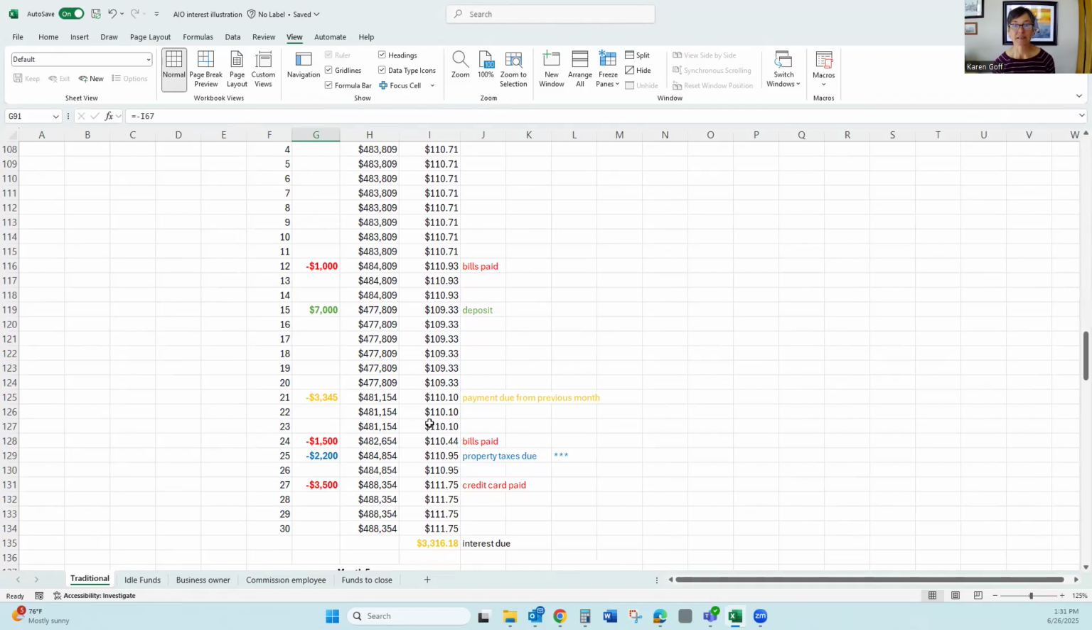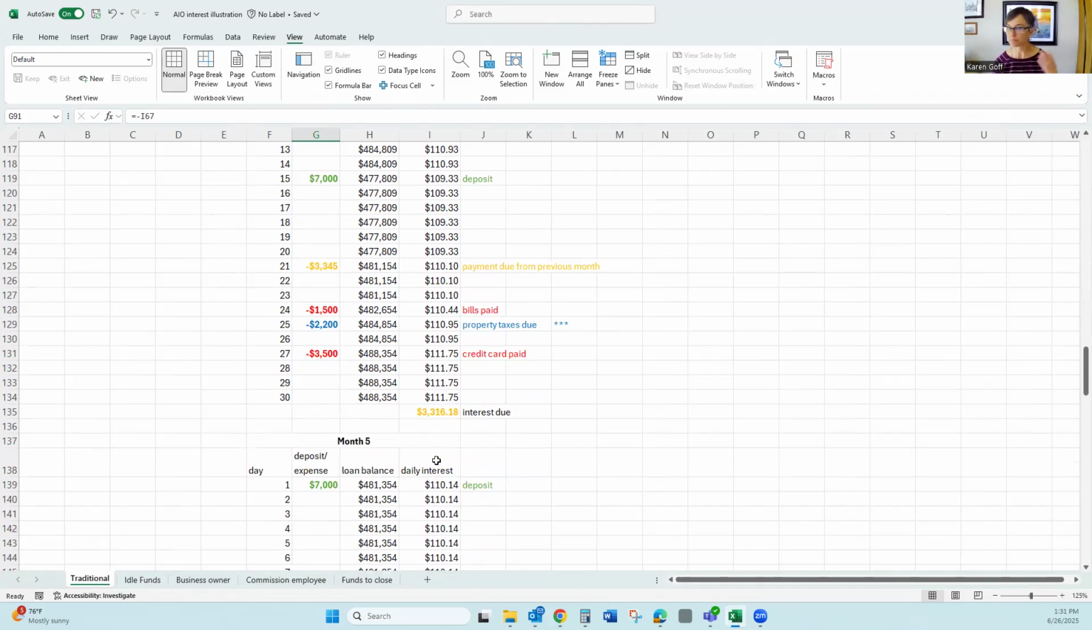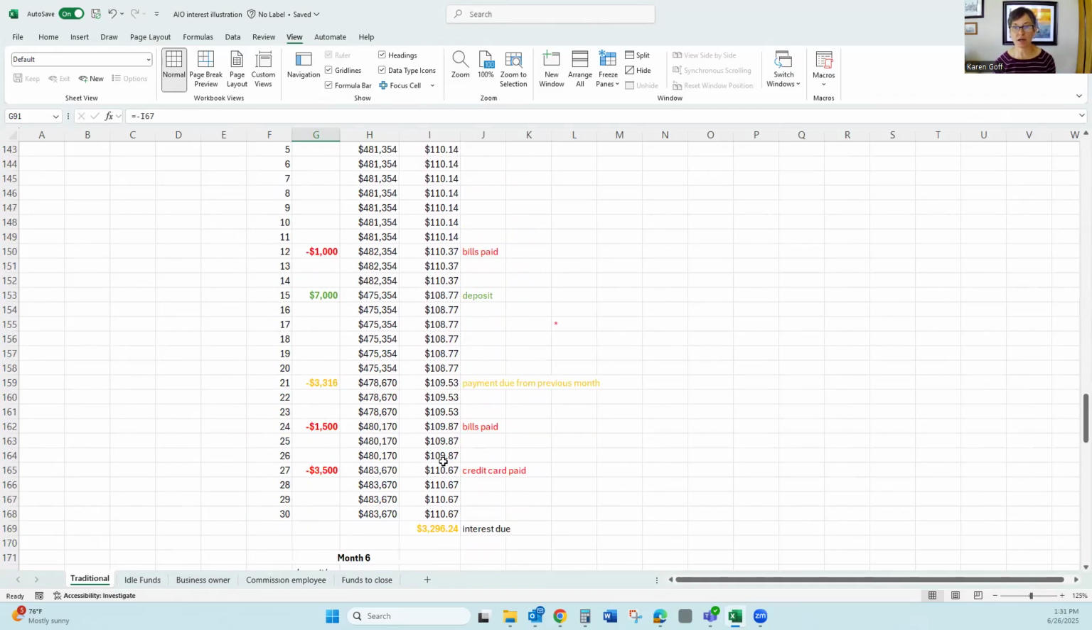In month 4, the property taxes come due. Now, there is no escrow with the all-in-one because, again, why would you have your money sitting there doing nothing for you? It might as well be in the account, keeping your loan balance down until those bills come due. So in this case, the first half of their property taxes happened to be due. That got paid, which raised their loan balance by that much, daily interest, etc. So this is just going on and on and on.